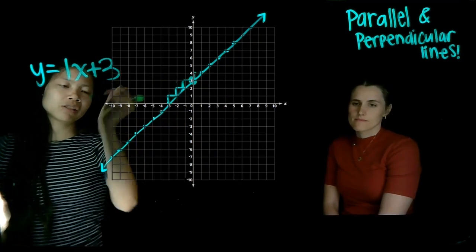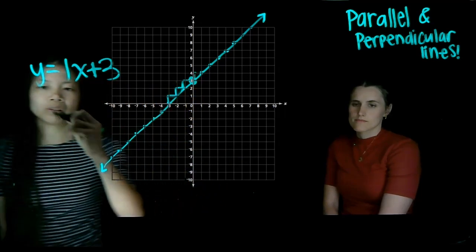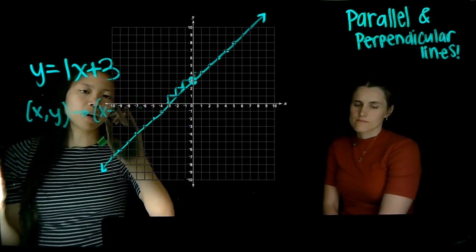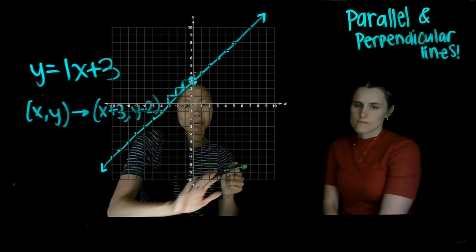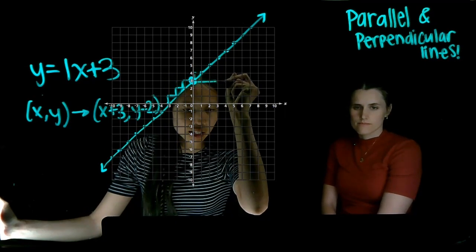What if we were asked to translate this line down 2 and over 3? So what if they asked us to make a transformation to go down 2 in our y direction and over 3 in our x direction? x plus 3 and y minus 2. So each point I'm going over 3, 1, 2, 3, and down 2, 1, 2.